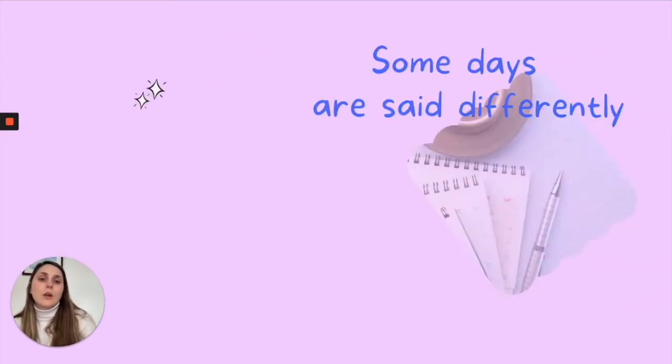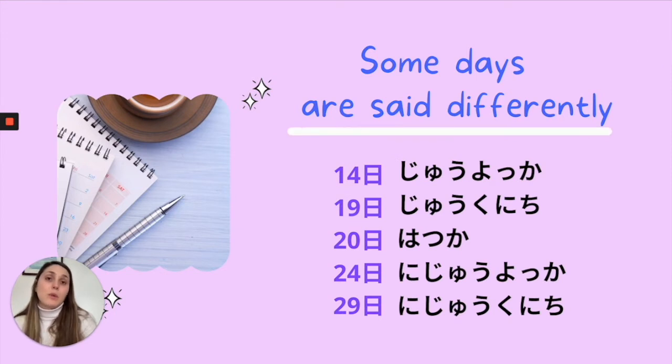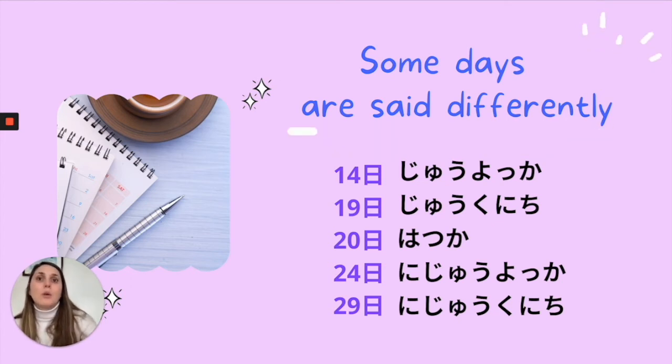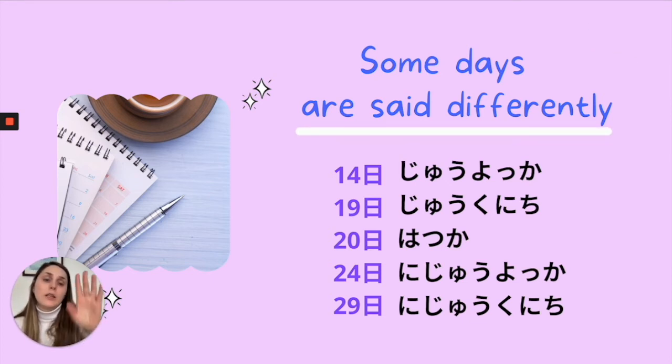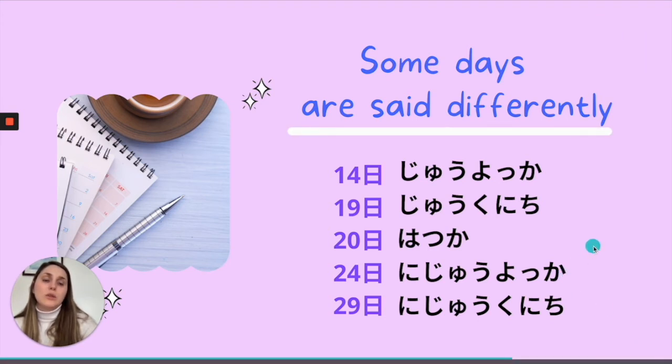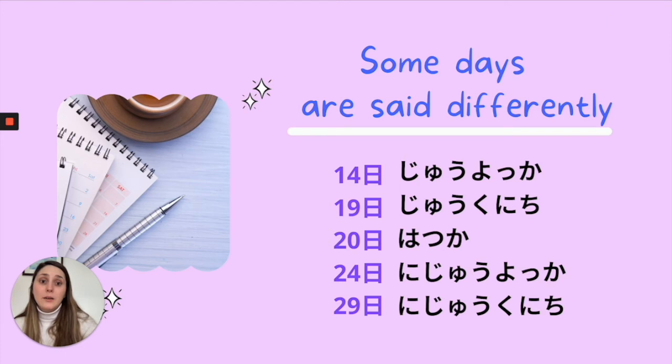So, this is not only the ones that are different. The ones that finish with 4 and 9 sound also a little bit different, and also the day 20, who knows why, it's also very different. So day 14 would be 14日. So as you can see, we say 4 as we did with the days of the month from 1 to 10, so 14日. Then with the number 9, when we do like 19 and 29, it will change to ku. So 19 would be 19日. Then 20 is 20日. Then 24, 24日. And then 29 is 29日.